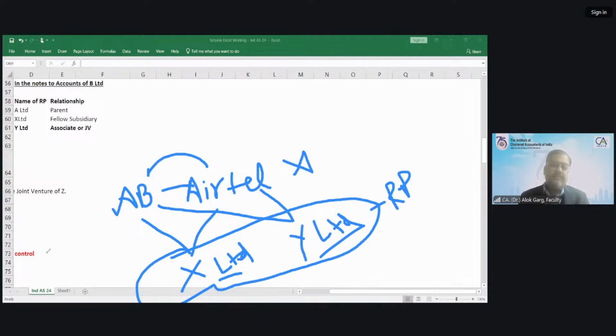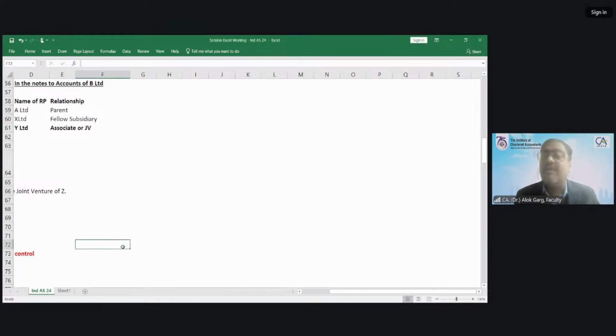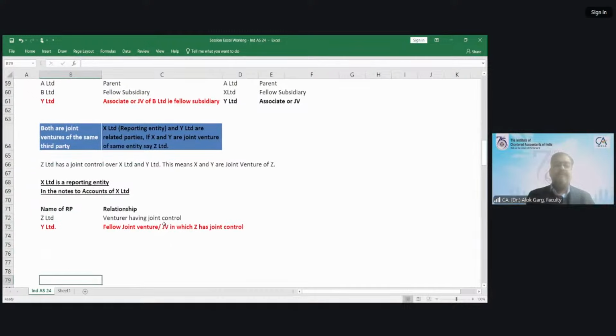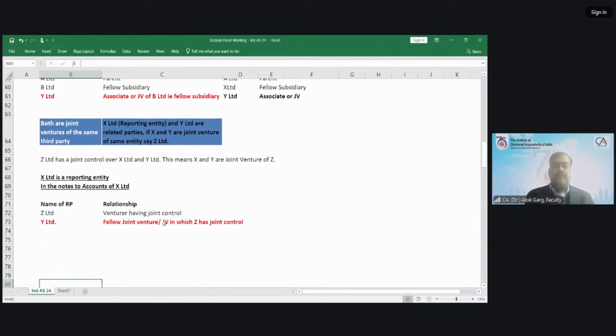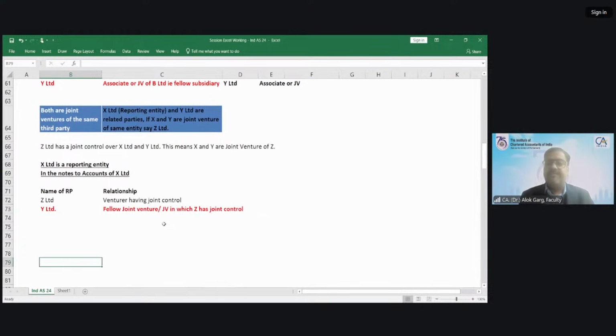Okay. Is that clear? Yes, sir. Now I have understood very much the difference between venturer and venture. A venturer is an entity which has invested in a joint venture. Is that clear, Saminathan? Yes, sir. Very much clear now, sir. Very good, after the example.